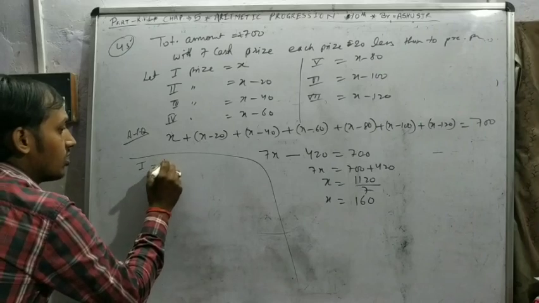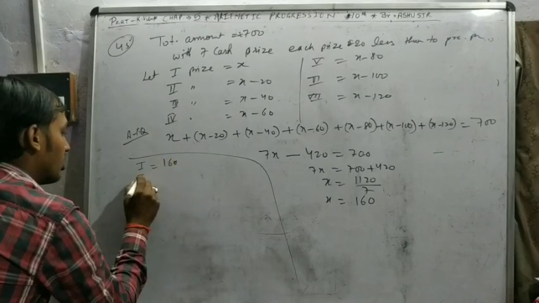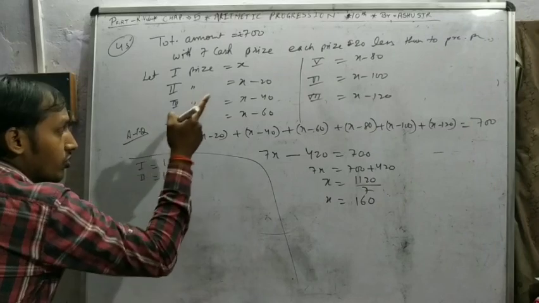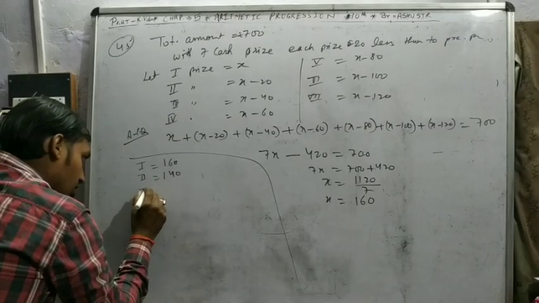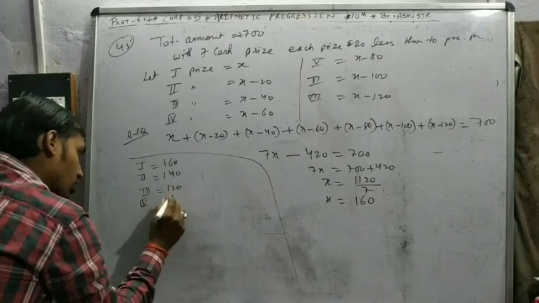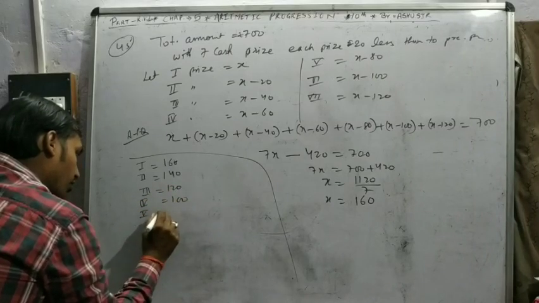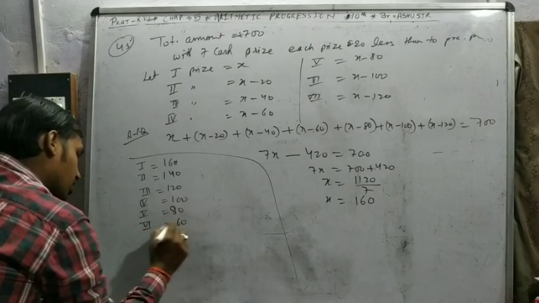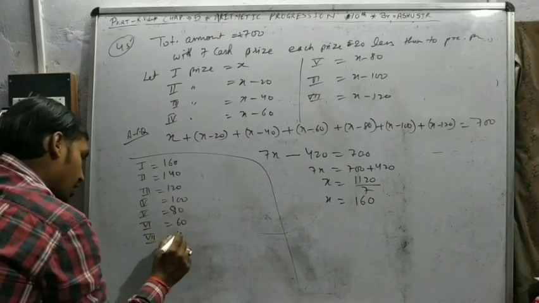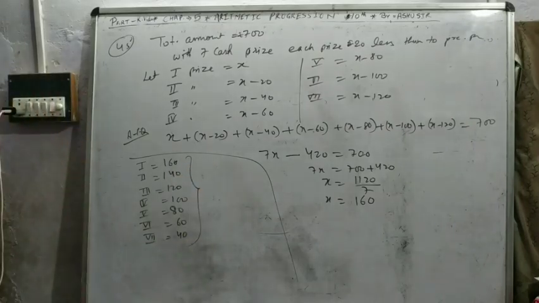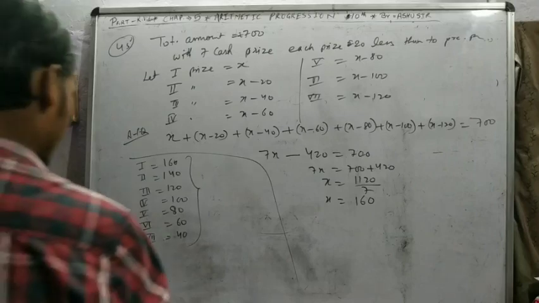First prize 160. Second 140, which is 20 less. Third 120. Fourth 100. Fifth 80. Sixth 60. And the seventh prize is 40 rupees. They are all the cash prizes for the 7 students. Pause the video, note down.